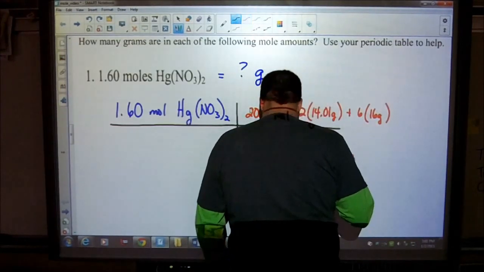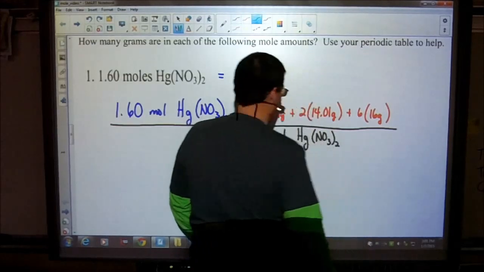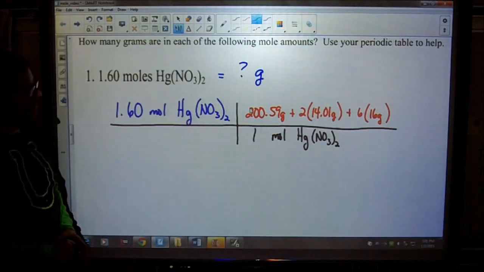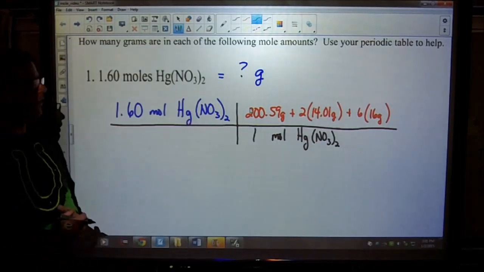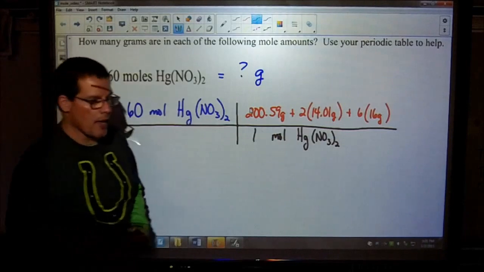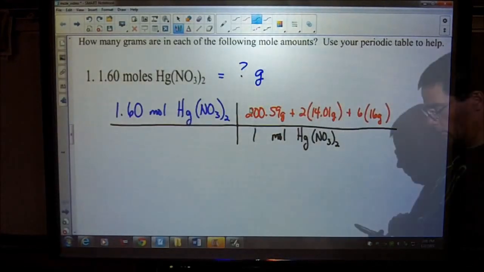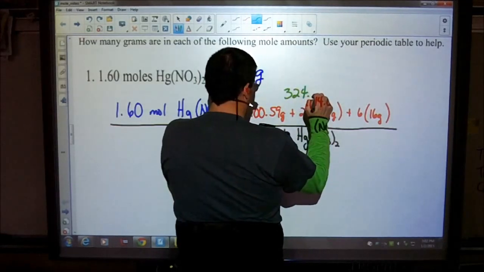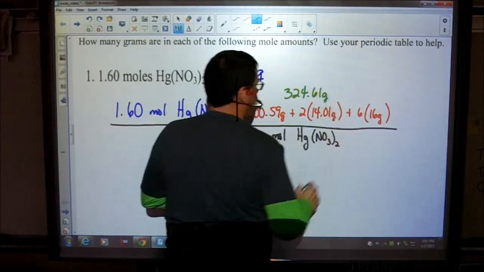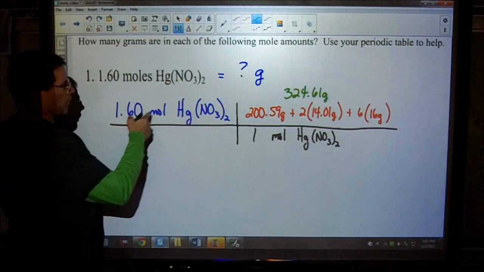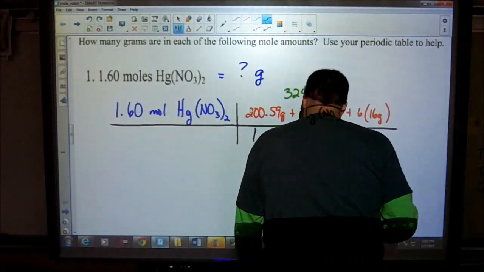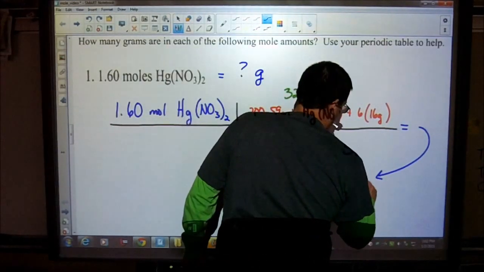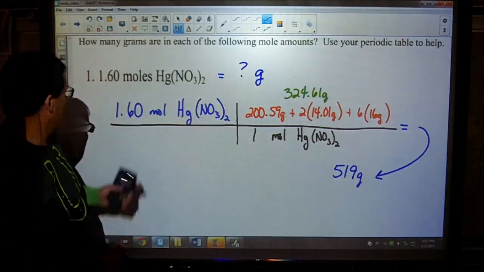Now, normally what I'll do, just to help everybody out, is find out what the molar mass of that whole thing is. But again, when typing this in on your calculator, you don't have to find that out. But let me grab a calculator and let's see here. So the whole molar mass for this is 324.61. And then when you take 1.6 times 324.61, you get 519 grams. Now, that is my rounded answer because I have 3 sig figs.